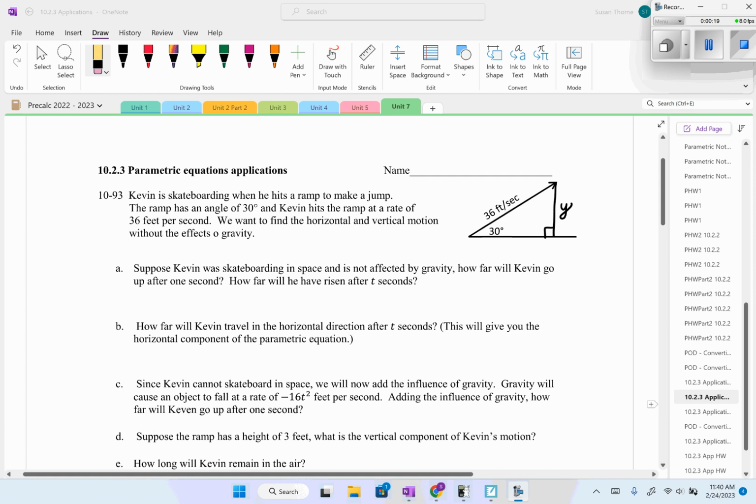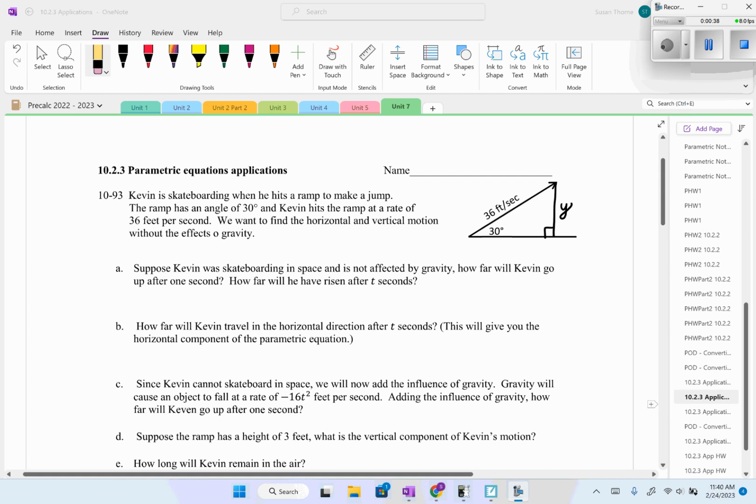Suppose Kevin was skateboarding in space and is not affected by gravity. How far will Kevin go up after 1 second? How far will he have risen after t seconds? So thinking about our picture over here, we have our ramp, which is at a 30-degree angle, and we're moving at 36 feet per second. So that would be like the magnitude of the vector.